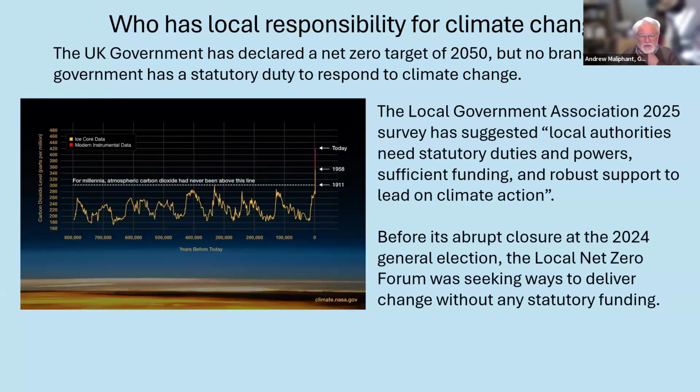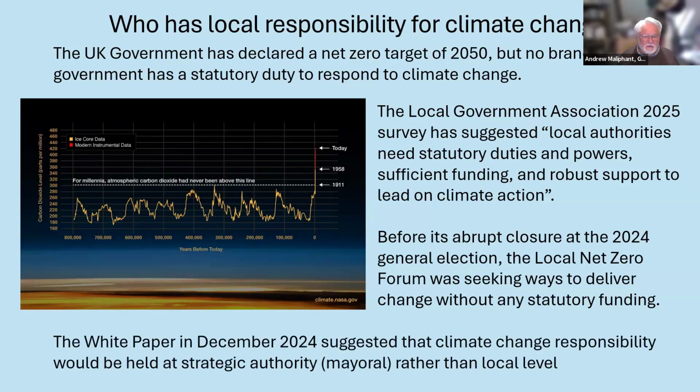The Local Government Association carried out a survey recently and said that local authorities need statutory duties and powers and sufficient funding to lead on climate action. On the other hand, from the government's point of view, the Local Net Zero Forum was trying to find ways to deliver climate change without any statutory funding and support. So that's very interesting. As we may be aware, UK government is not exactly overburdened with shillings at the moment, and so there are issues around how that might all work. So there we go.